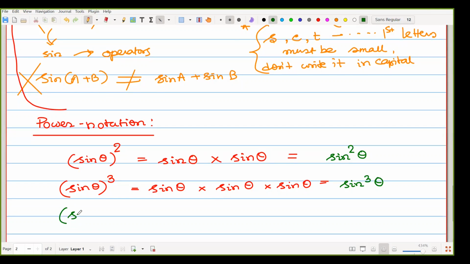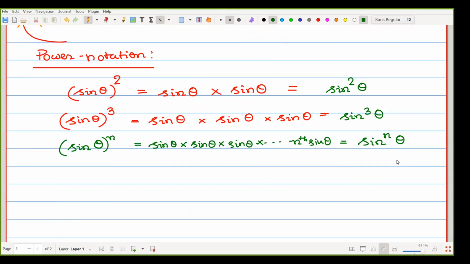So if we have sine theta whole to the power n, that means sine theta into sine theta into sine theta up to n times. So it can be written as sine n theta. Another thing, whatever we are writing here, that is according to the bracket.